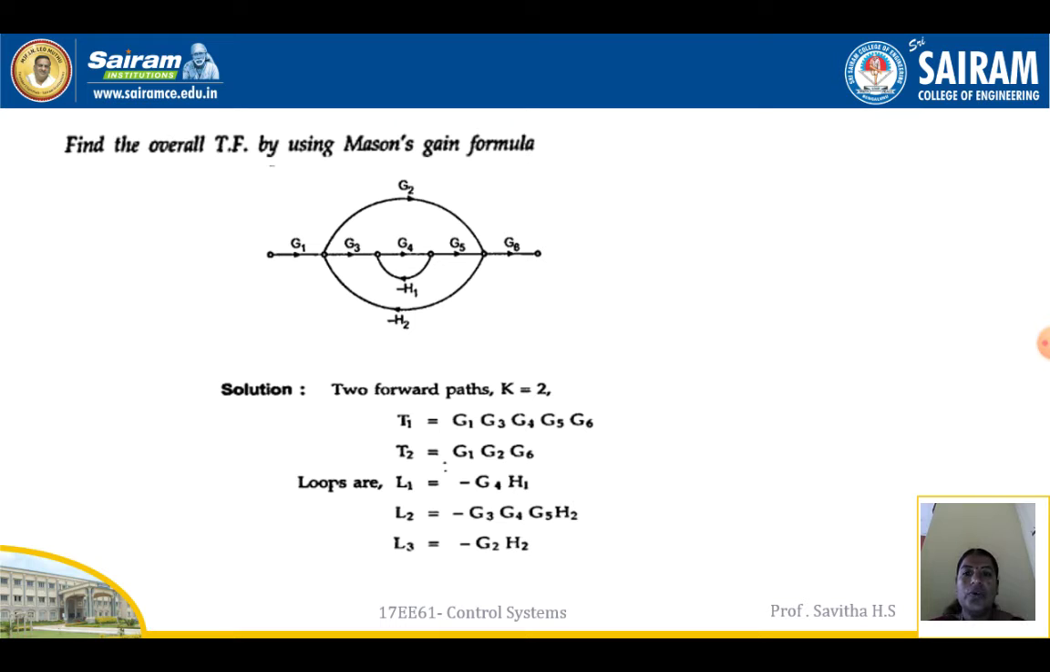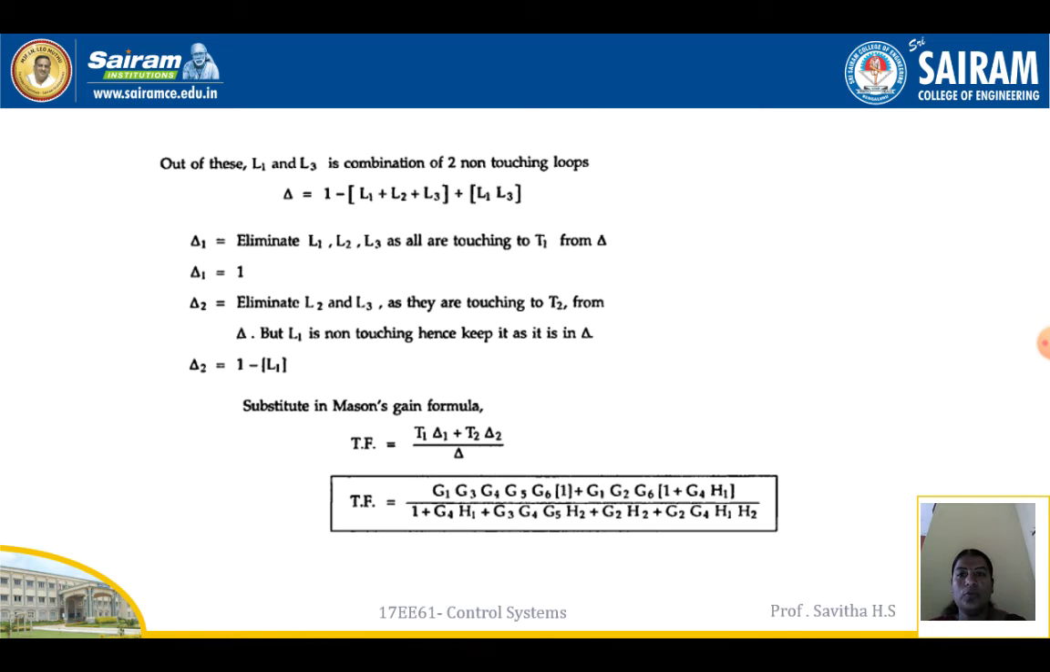T1 is equal to G1, G3, G4, G5, G6, which is one forward path, and T2 is G1, G2 and G6, the second forward path. If we see the diagram, we have the loops: L1 is equal to minus G4 H1, L2 is equal to G3, G4, G5, H2, and L3 is equal to minus G2, H2. So in total we have 3 loops.